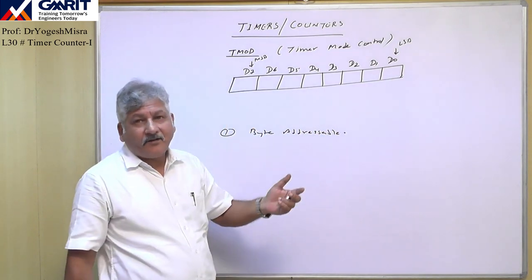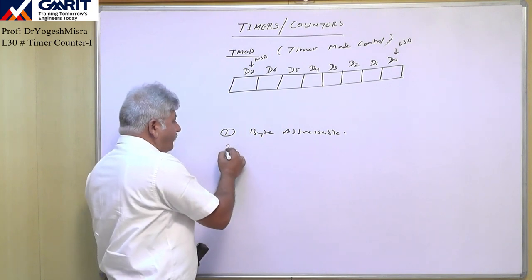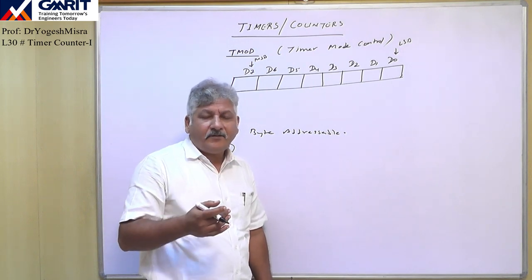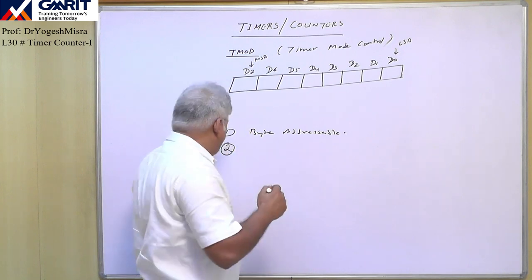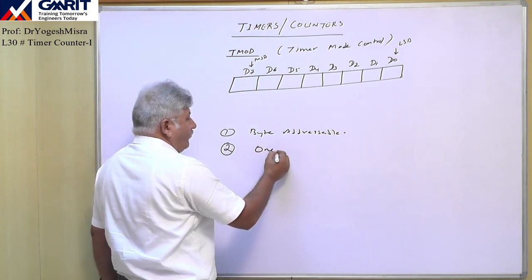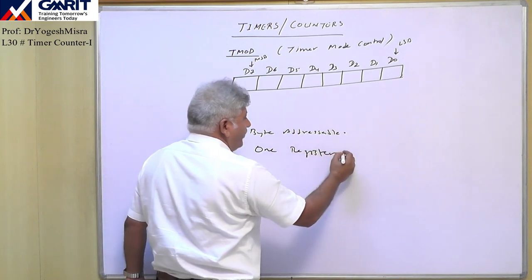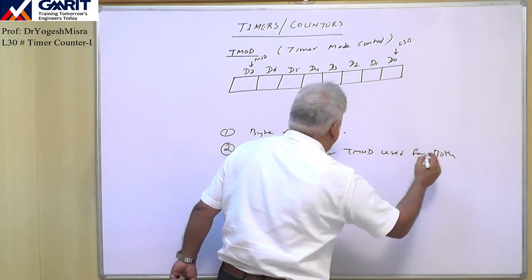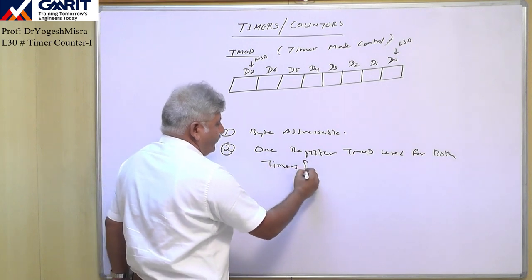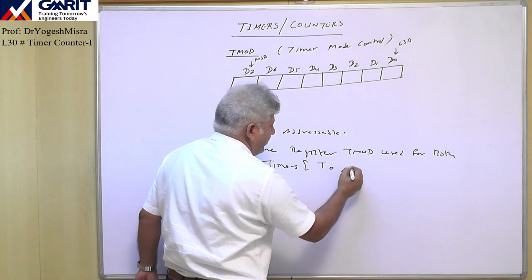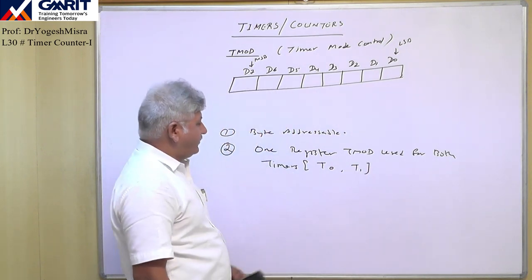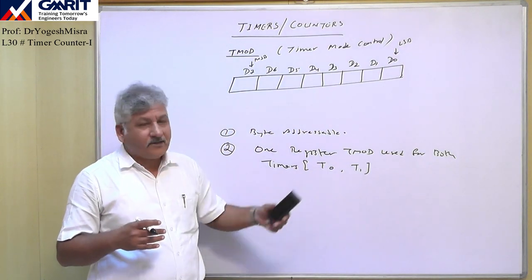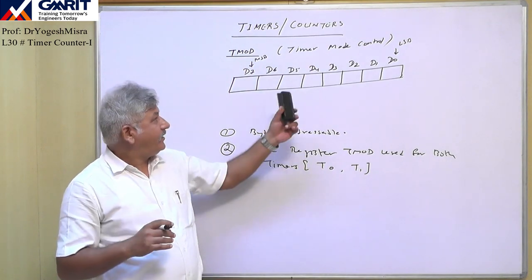So this is a byte addressable register, and this one register is used to control the mode of operation of both the timers. We call these timers T0 and T1, two timers, timer number 0 and timer number 1. To control the mode of operation of both of these timers, we have only one register, and that is the TMOD register.